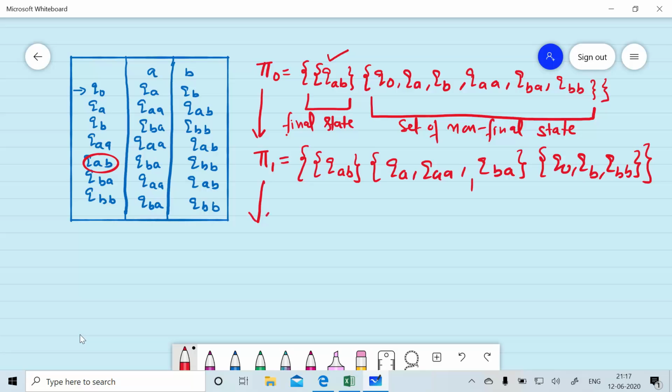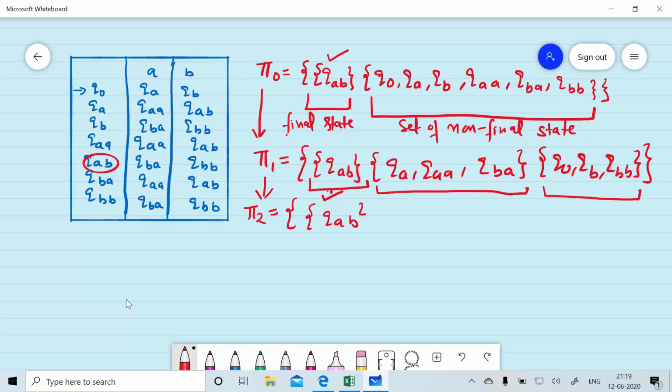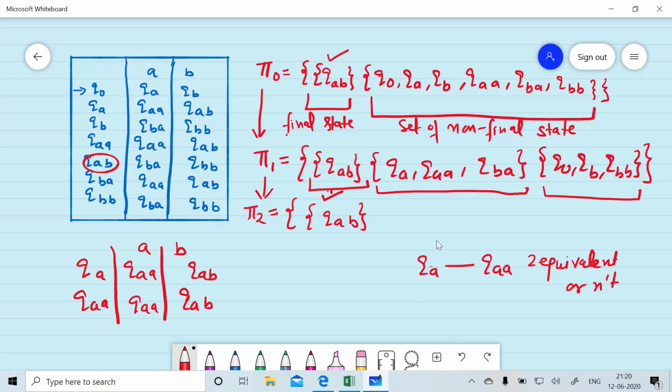Now we will determine pi 2. When pi 2 is calculated from pi 1, it consists of three sets. The first set consists of a single state, so we will include it directly. Now we will check whether QA and QAA are equivalent or not.